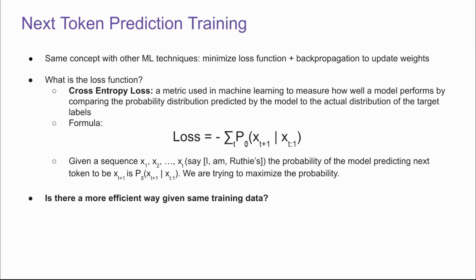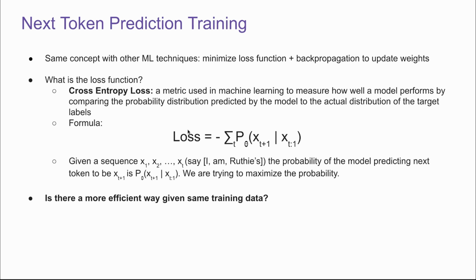In the next slide, let's take a look at what happens in next token prediction training. So in training, in machine learning, we always rely on minimizing a loss function and doing back propagation to update weights. So what is the loss function in this case? The loss function we are using is cross entropy loss. This is a metric we use in machine learning to measure how well a model performs. And it's done by comparing the probability distribution predicted by the model to the actual distribution of the target labels.